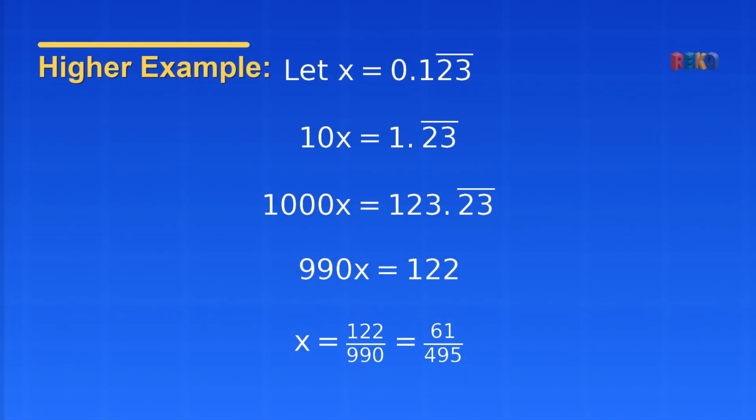Here's a decimal where the first digit doesn't repeat, but the next two do. Let x equal 0.123 recurring. Multiply by 10 to move one digit past the decimal, then by 1,000 to move the repeating block. Subtract the two equations to eliminate the recurring part, giving 990x equals 122. So x equals 122 over 990, which simplifies to 61 over 495.